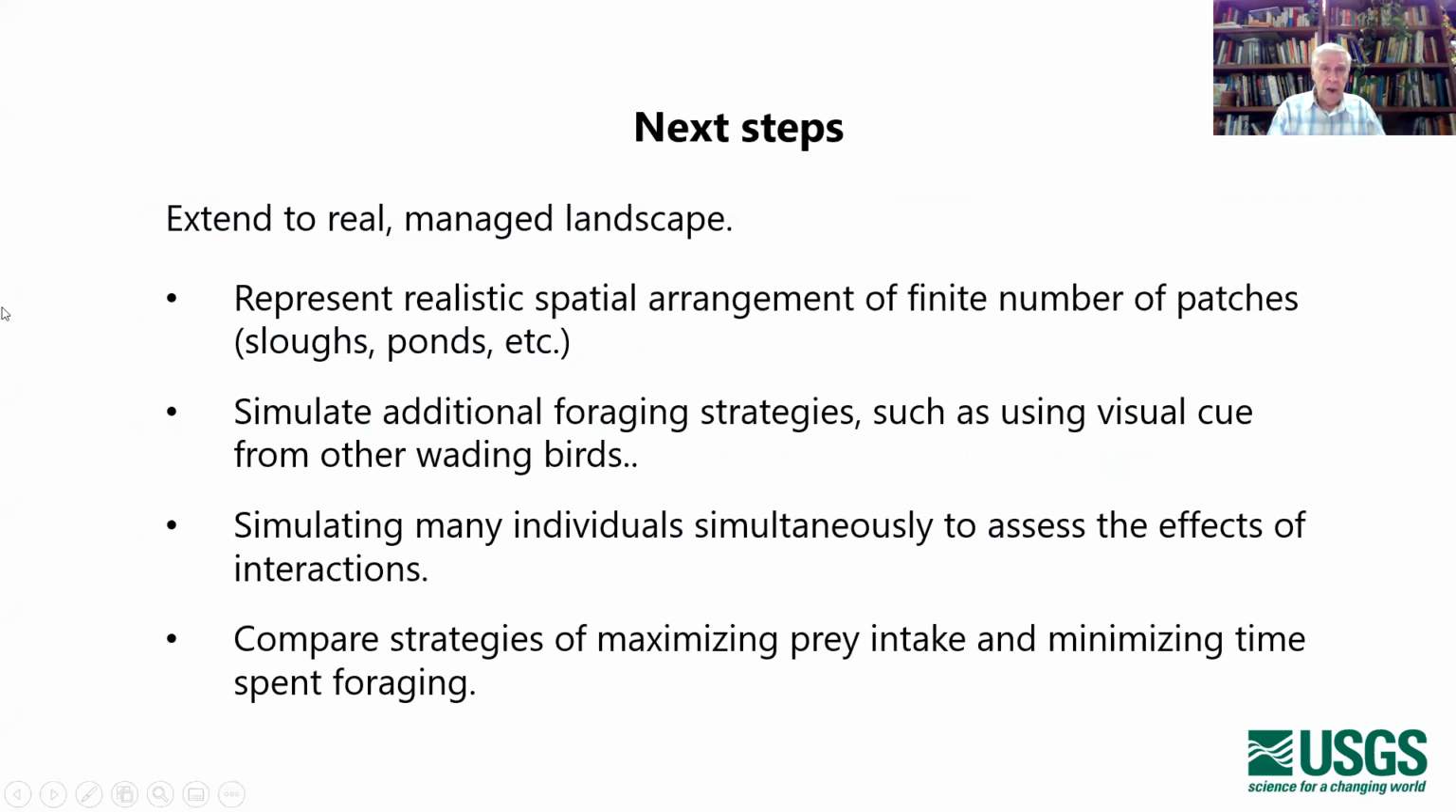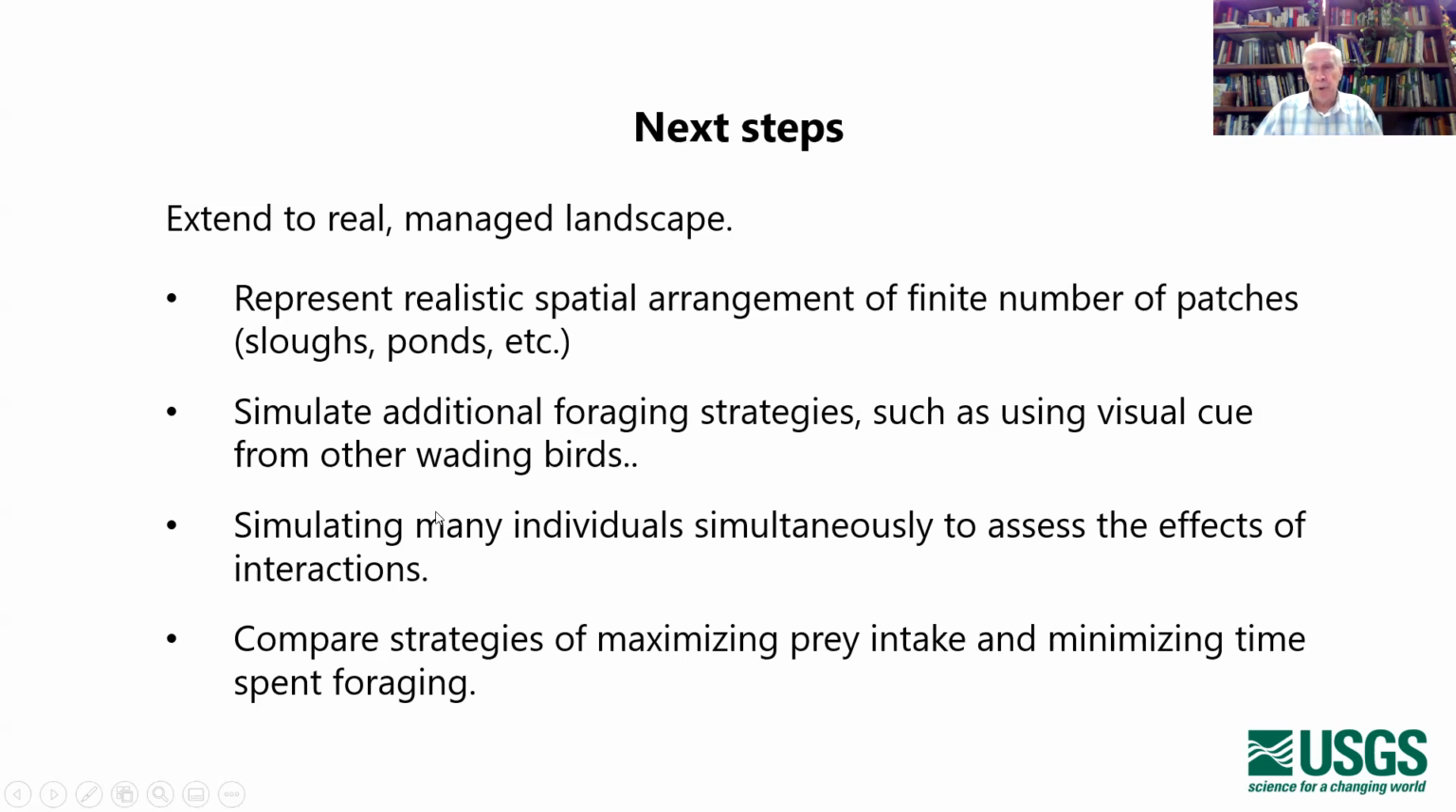Okay, next steps. So that's what we did here, but we plan to extend this. As I mentioned earlier, our current work is looking at a real managed landscape. To do this, we're going to represent the landscape by a realistic spatial arrangement of a finite number of patches. It can be sloughs, ponds, etc. Simulate additional foraging strategies, such as using visual cues from other wading birds, and simulating as many individuals simultaneously to assess the effects of interactions.